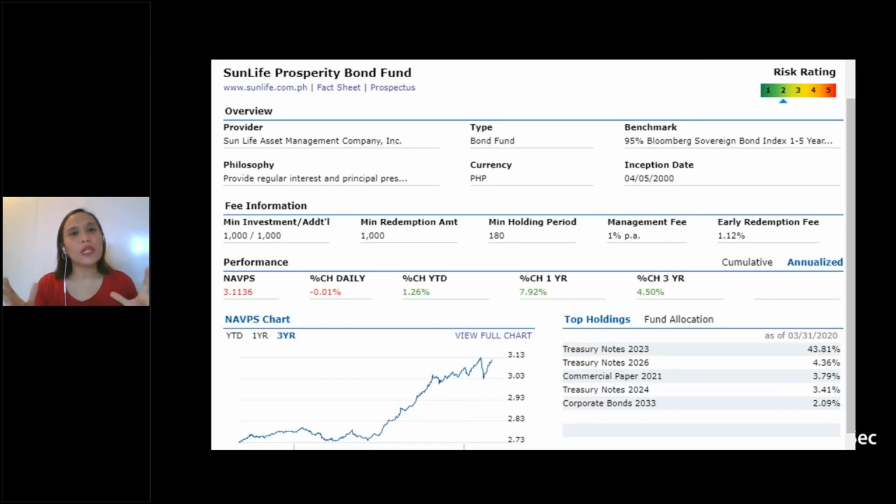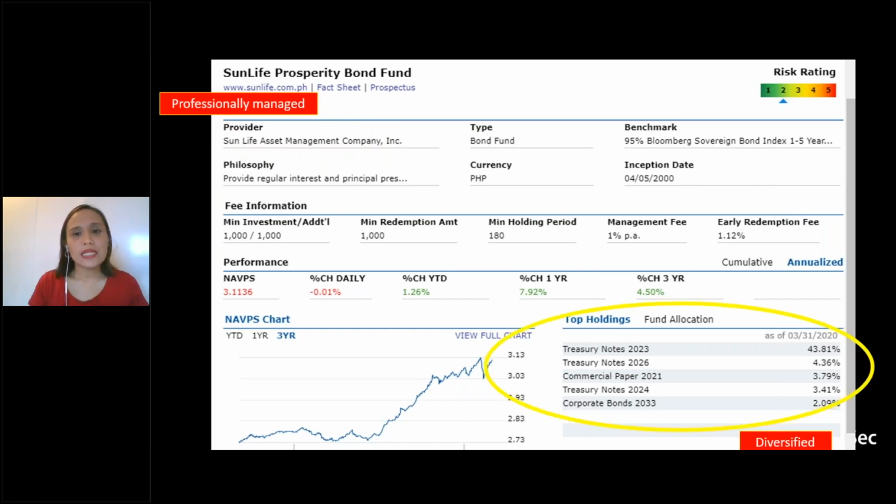Okay, now let's see again. Ito yung sa example ng fund profile sa FundSmart. Okay, so makikita nyo, a provider there, a sample is Sun Life Asset Management. So it's professionally managed. In this case, it's the team of Sun Life Asset Management. Next, diversified. You'll see there also the top holdings.